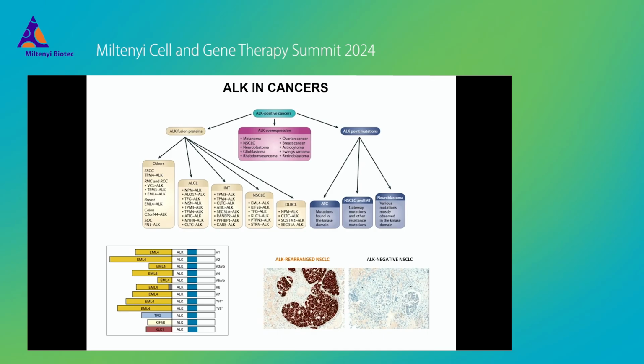lymphoma kinase. This tyrosine kinase was cloned 30 years ago, exactly in 1994, in one type of lymphoma. That's where the name comes from: anaplastic large cell lymphoma. But then it was eventually discovered in many other tumors, including non-small cell lung cancer, which is one of the largest types of tumor driven by this oncogene, and you see there is a long list.